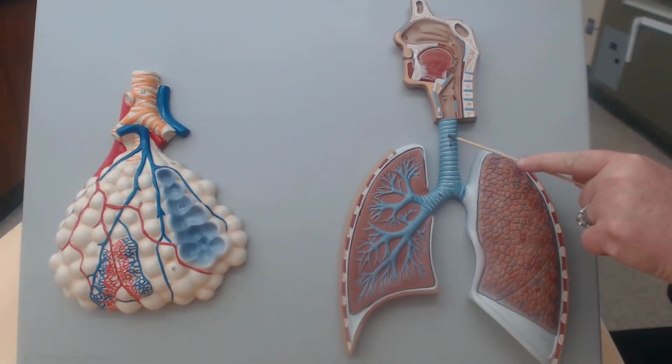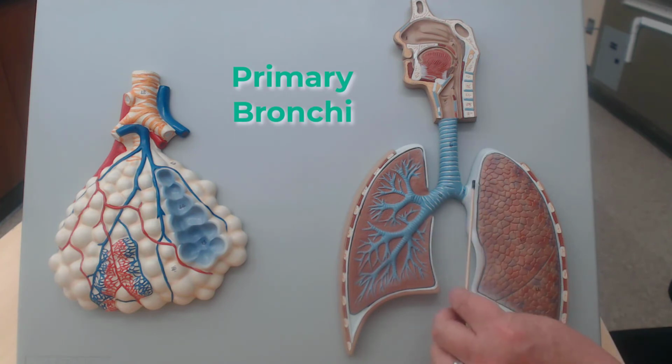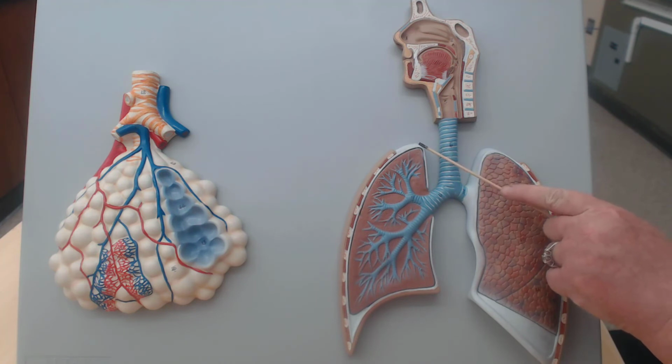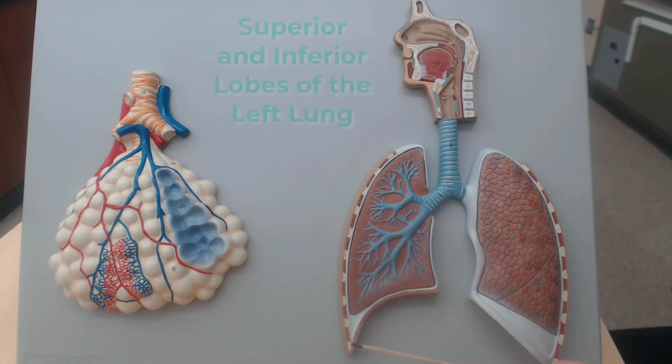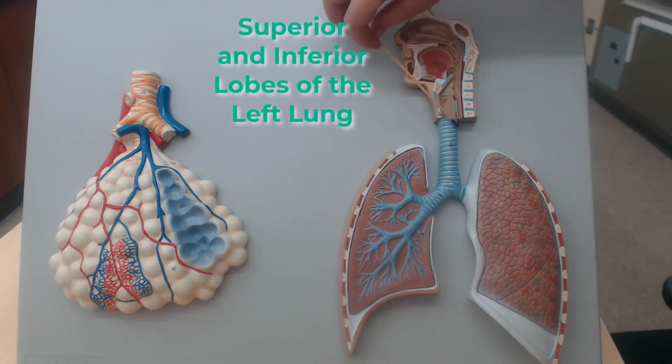Now the trachea is going to bifurcate or split into the right and left primary bronchi. Bronchi would be plural, bronchus is singular. Now, both of these are going to branch, but we have only the view of the right lung being opened. I do want to remind you that the right lung has 3 lobes. It's got the superior, middle, and inferior lobes, and the left lung's only going to have the superior lobe and inferior lobe.